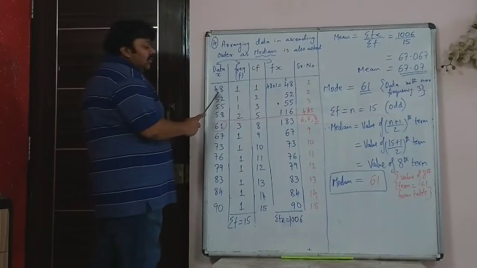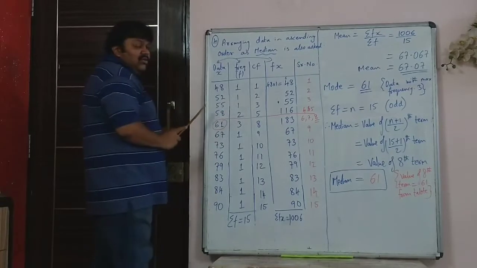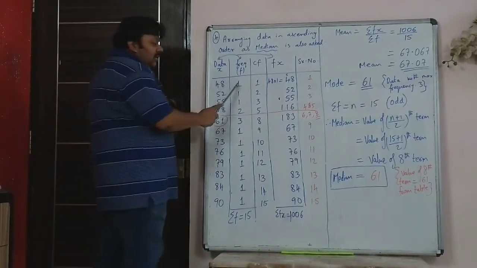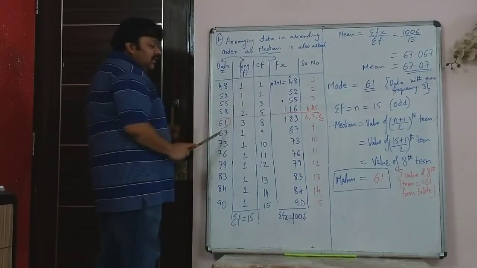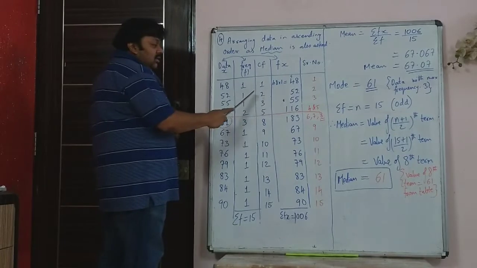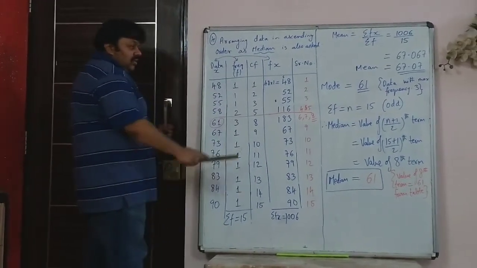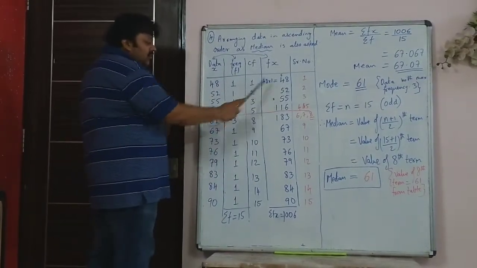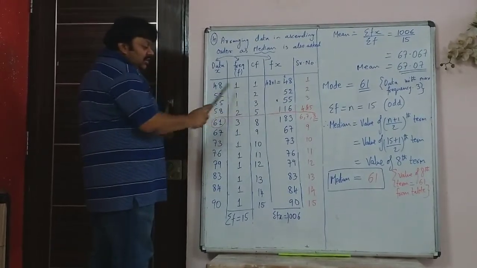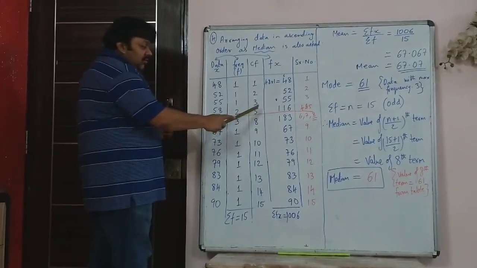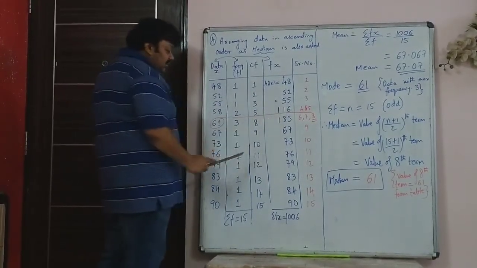So the first data, 48, the smallest data, happens one time. So frequency and cumulative frequency are both 1. 48 into 1 is 48, the multiplication of these two columns, f into x. Then 52 once. This is the second data, so cumulative frequency is 1 plus 1, so it is 2. So 52 into 1 is 52. 55 happens once. The cumulative frequency is 3. Next one, cumulative frequency 5. So the multiplication f into x is 116.